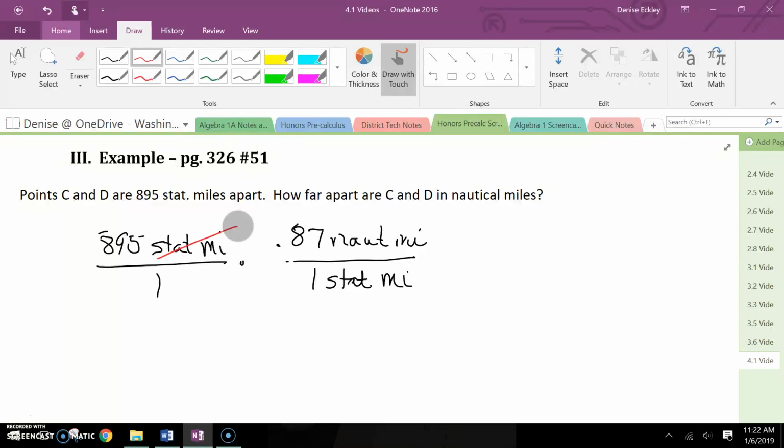So again, what we're looking for is for our units to cancel. And in this case, we'll have to multiply 895 times 0.87. And when we do that, we get 779 nautical miles.